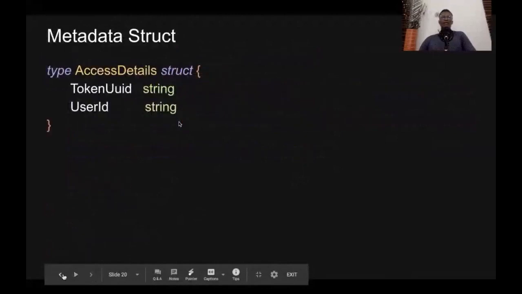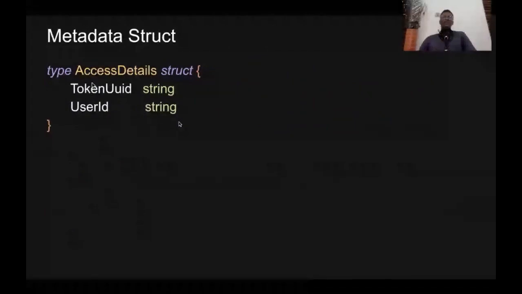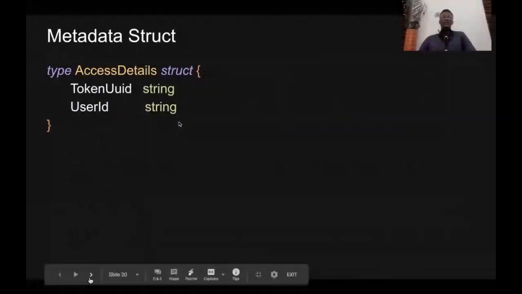Let me point this out to you. Okay, it will be in the next slide. I wanted to show you how we get the metadata from the token, that is the UUID and the user's ID. So I decided to create a different structure instead of using the former one I showed you. This is simpler since we just need the UUID and the user's ID. Let's see how we can use the access detail in the next slide.